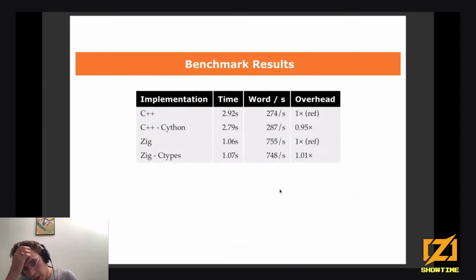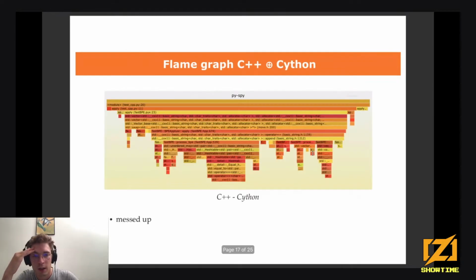As it happens, most Python wrappers have about the same performance as the original code. Cython is a bit faster than C++. I don't know why, and ctypes is slightly slower, but as I will explain later, I thought the difference would be bigger.